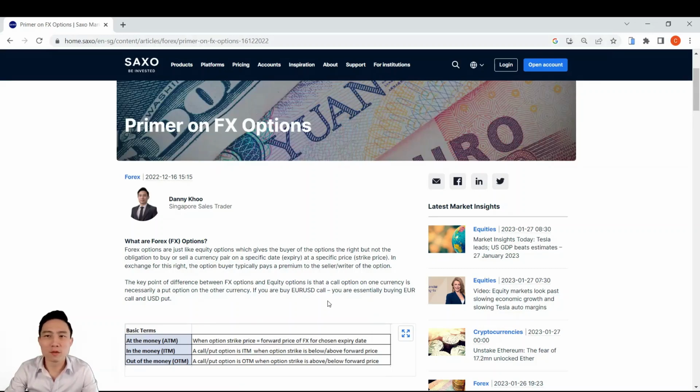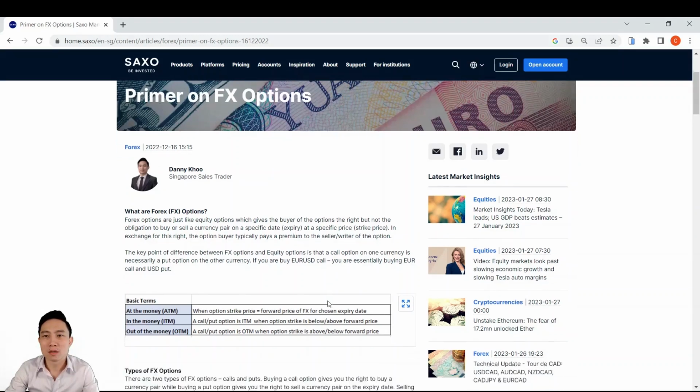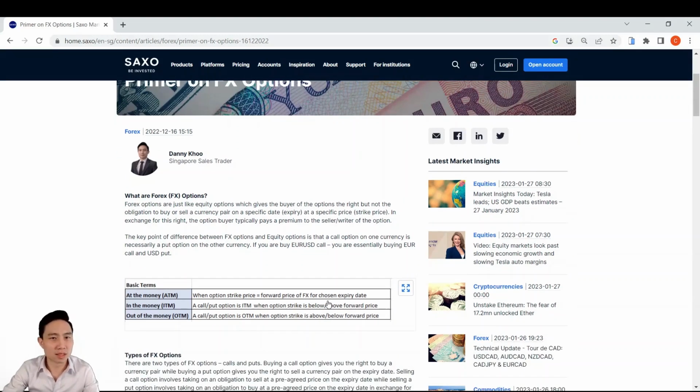The biggest point you have to note for FXO versus a conventional ETO is that when you buy a euro-dollar call option, you are effectively buying a euro call and a USD put. As all FX prices are relative, it is always one currency pair against another. So let's go through some basic terms once again.